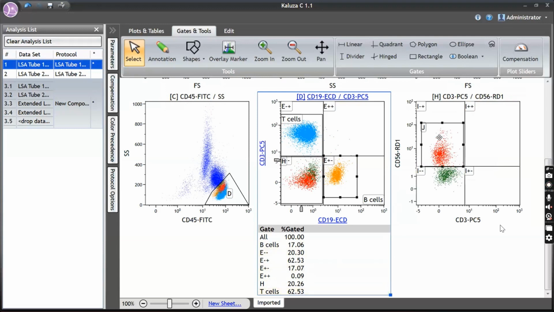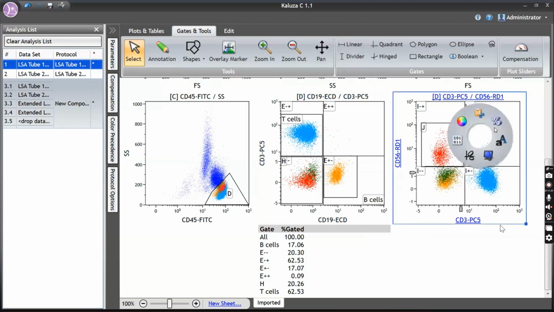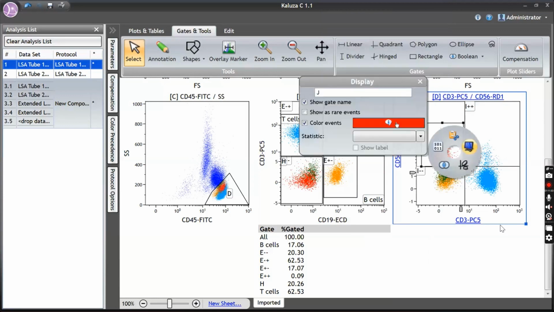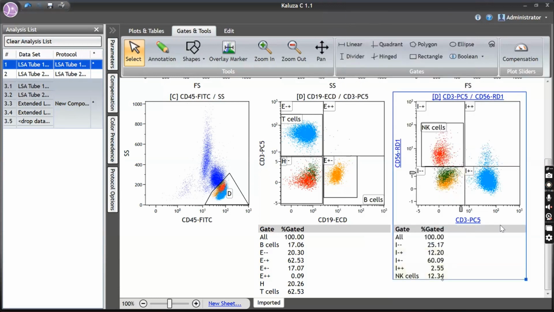Now NK cells, I cannot take this because I have just taken this population. So I need to put again the entire lymphocyte population, which is D. Okay, now check the percentage. So I label this as NK cells. See, if any doubts, please stop me there. NK cells. Now check the percentage. Percentage of gated. So NK cells are 12%. So 62% is T cells, 17% are B cells, and 12% are NK cells.